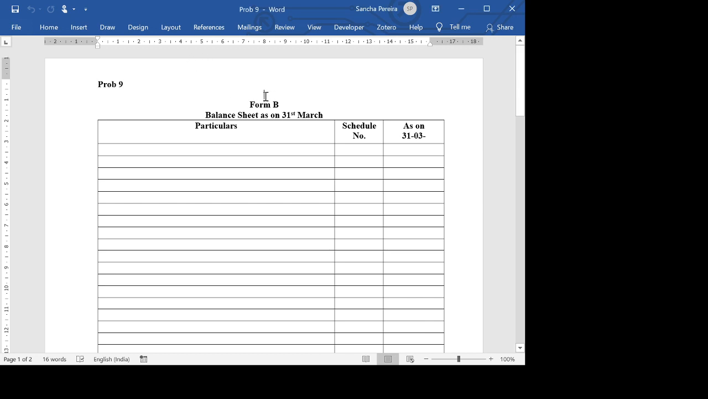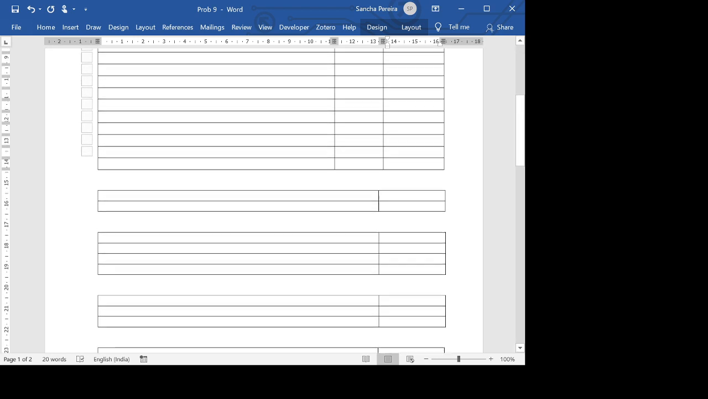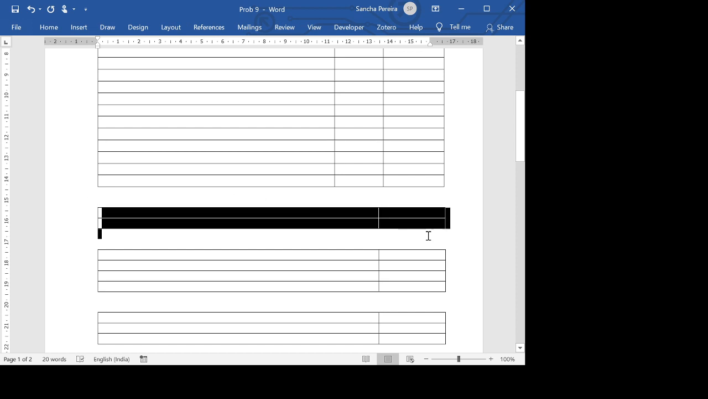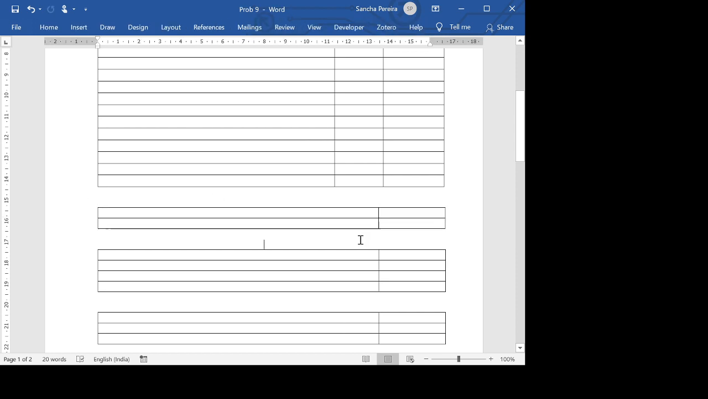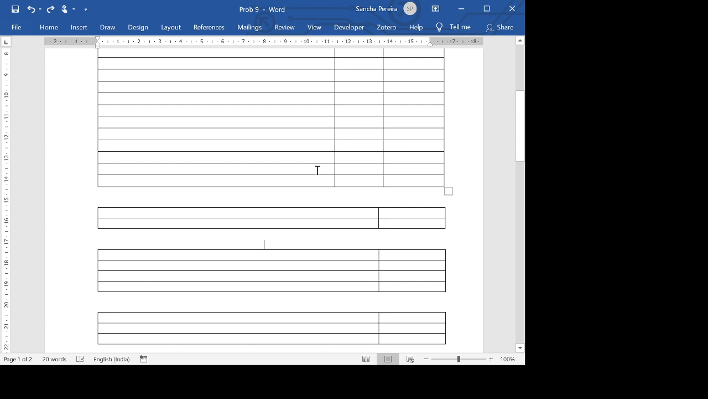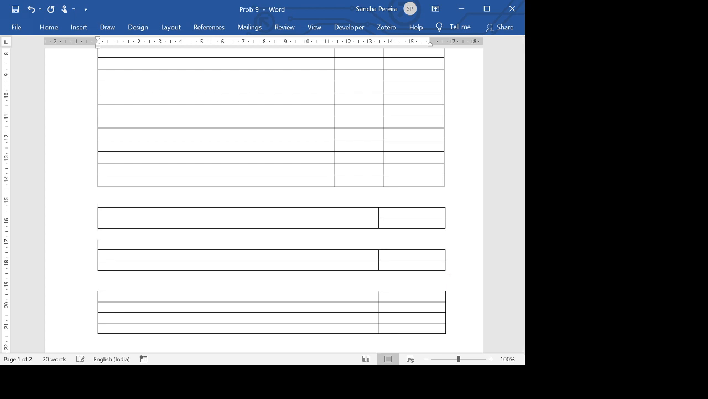Problem 9. The name of the insurance company is Global Insurance Company. Form B, that is BPS. Balance sheet as on 31st March 2013. Okay. Keep a little space, make another table below this, or I can use this itself for the contingent liability. So this I'll keep for the contingent liability, and directly I'll start with schedule 5.